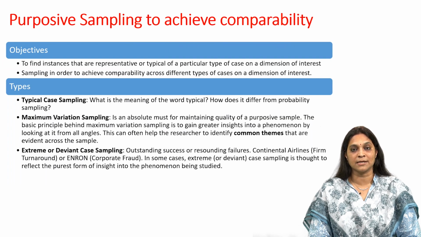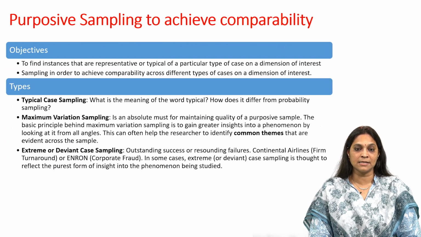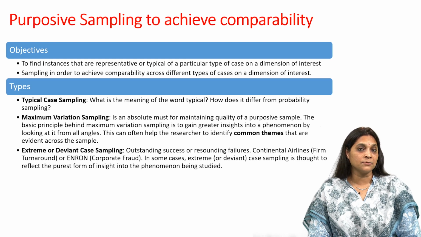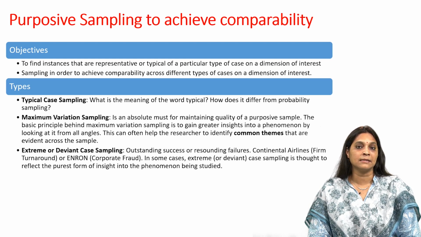Now, what are the objectives? The first is to find instances that are representative or typical of a particular type of case on a dimension of interest. And the second is sampling in order to achieve comparability across different types of cases on a dimension of interest. Now, for example, and I take you back to the previous example that I had introduced while discussing the sample size considerations for qualitative studies.